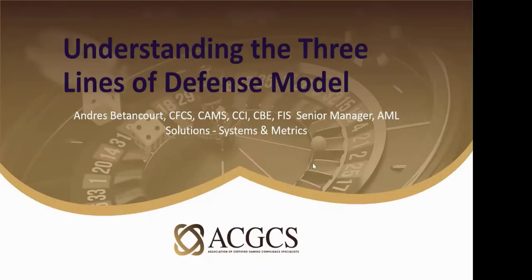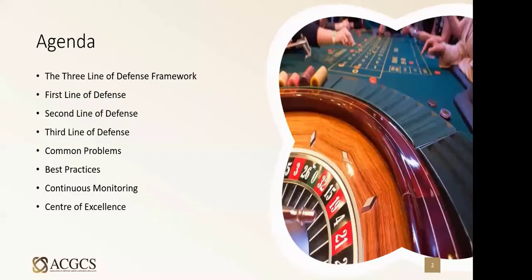We can start. The agenda is pretty packed, so I'm hoping there will be some room for questions later on at the end. But we will look at what the three lines of defense framework is. We'll dive into the first line of defense, what their accountabilities are, what they do, as well as the second line and third line. We're going to talk about some common problems.